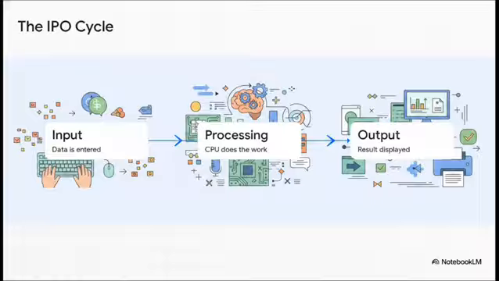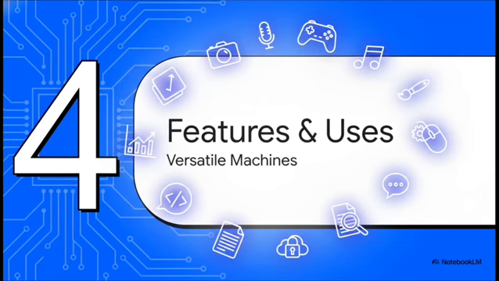Step 1 is input. This is where raw data is entered using an input device, like typing 2 plus 2 on your keyboard. Step 2 is processing. That's where the brain, our CPU, does the work and calculates that data. And finally, Step 3 is output. The final result, the number 4, is displayed on your monitor. Data goes in, it gets processed, and a meaningful result comes out. It's beautifully simple.